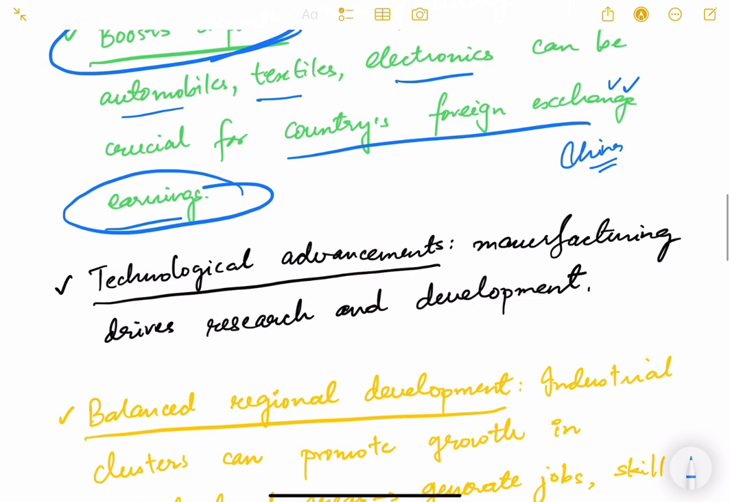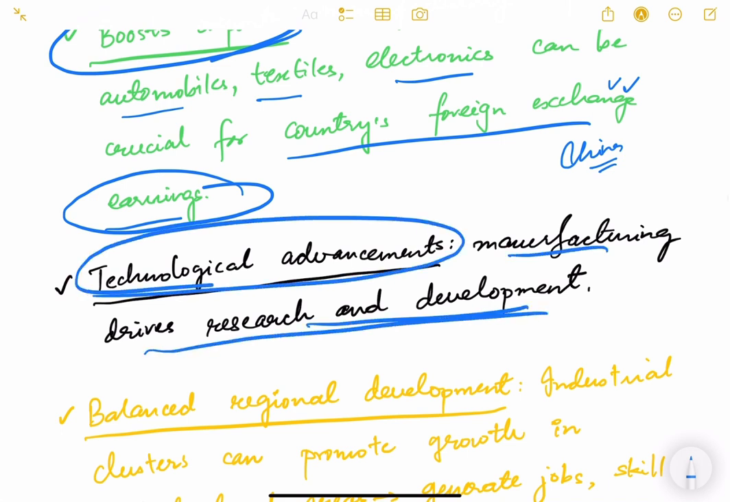Now, manufacturing also leads to technological advancements. Manufacturing drives research and development. It is said that necessity is the mother of invention. So in the manufacturing process, these companies invest in research and development, and that is how new inventions are brought, and it drives research and development. An example is Apple, which manufactures iPhones and iPads, etc. So you can see that this phone manufacturing company also invests a lot in research and development.